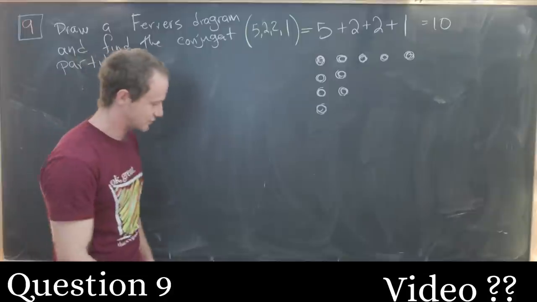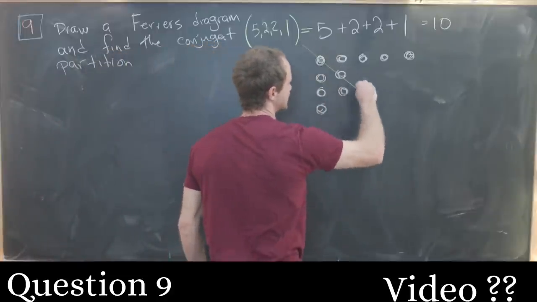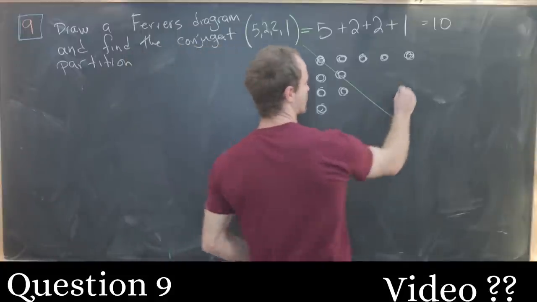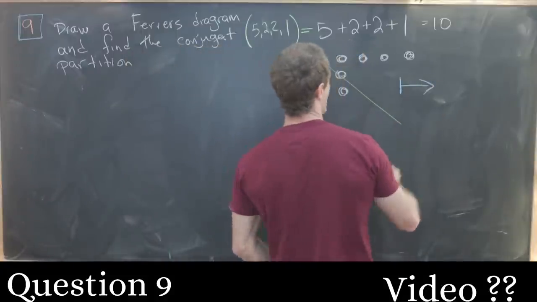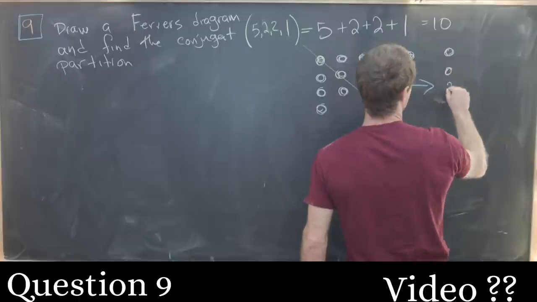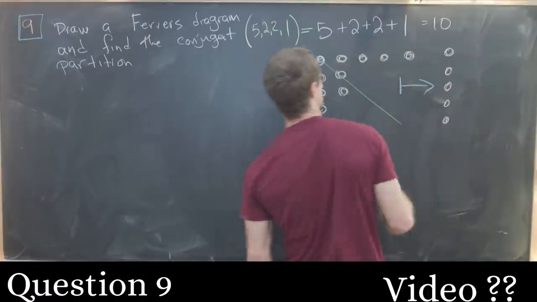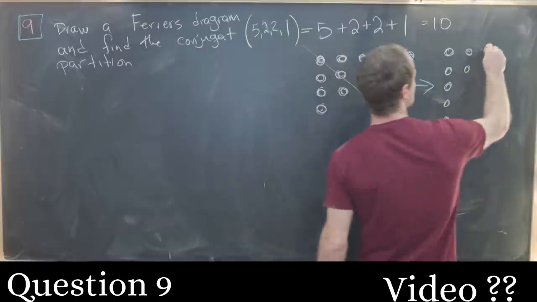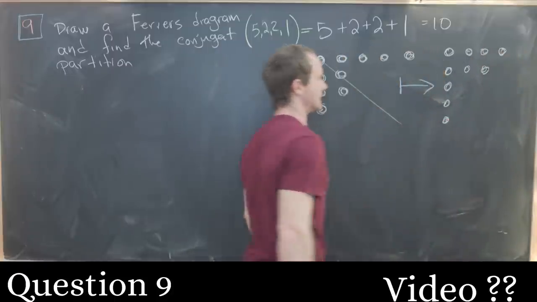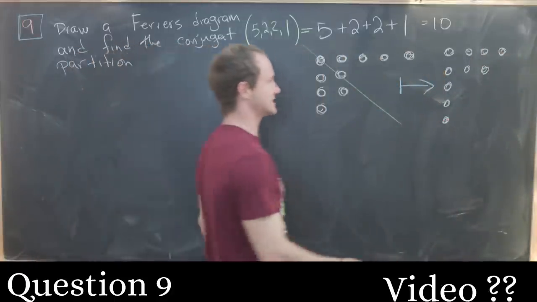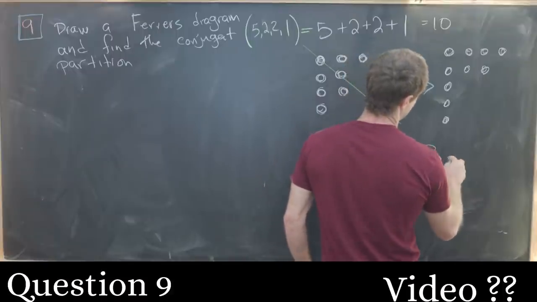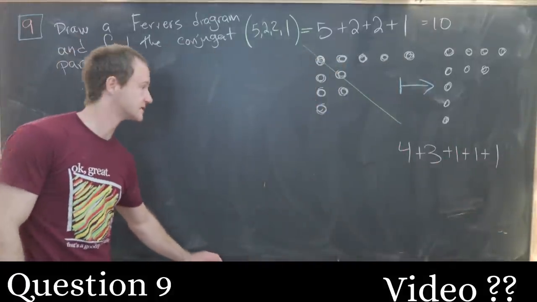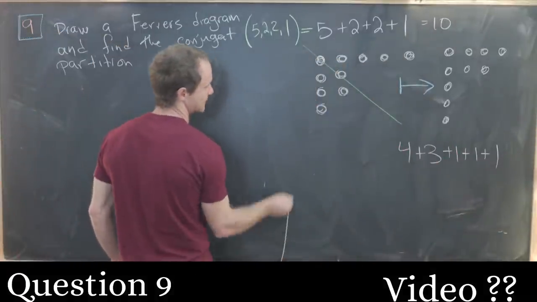Okay, so the conjugate partition is what you get from reflecting this picture by this diagonal. That reflection will give us the following picture. So rows become columns. Instead of having a row of five dots, we've got a column of five dots. Then a column of two dots, a column of two dots, a column of one dot. So what is that? That's 4 plus 3 plus 1 plus 1 plus 1. Okay. Nice. Now let's do the other one.